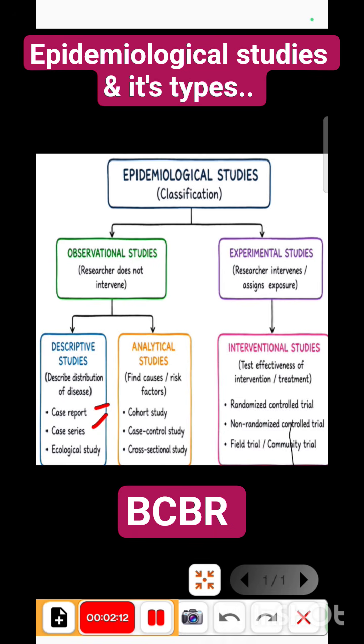epidemiological studies. And in analytical studies, we use comparison groups and we find the cause or the risk factor of the disease; the relationship of exposure with the disease is studied in analytical studies, and analytical studies are used to test the hypothesis. Examples are cohort study, case control study, cross-sectional study.